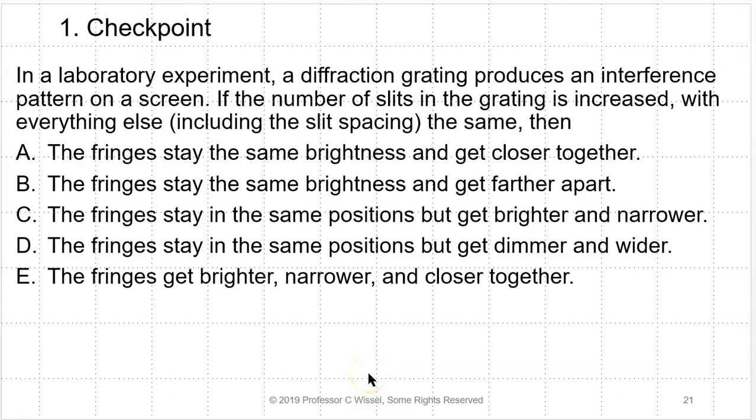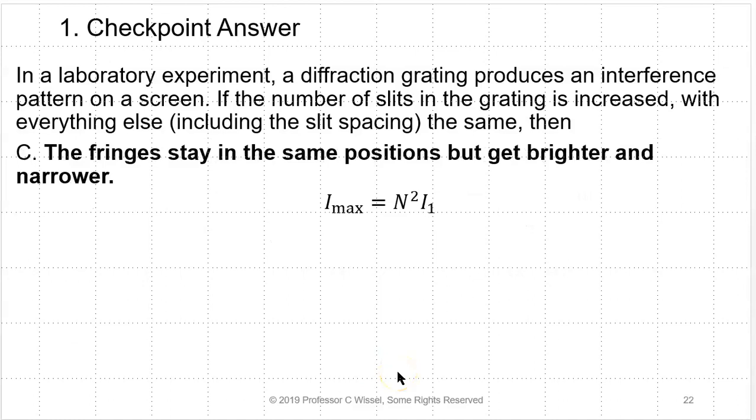In a laboratory experiment, a diffraction grating produces an interference pattern on a screen. As the number of slits in the grating is increased with everything else, including the slit spacing, the same, then what's going to happen is that the fringes will stay in the same positions, but they will get brighter and narrower. So what you're doing is you're increasing n. And notice the intensity is proportional to n squared. So it definitely gets brighter. And they will also get narrower.